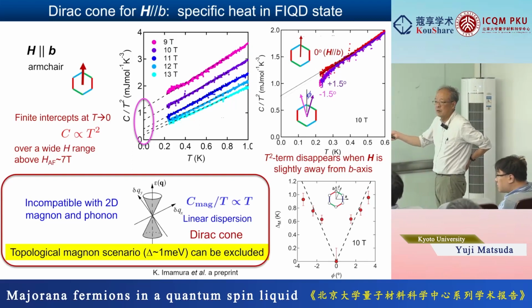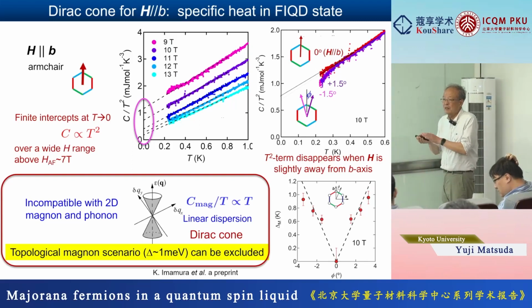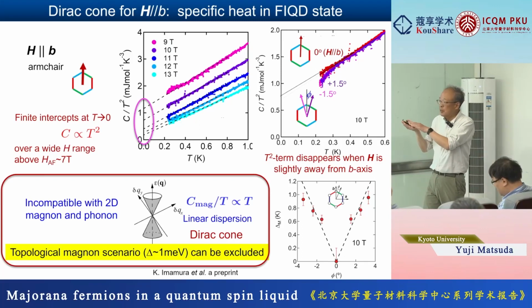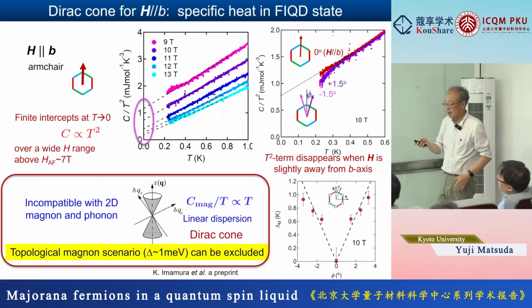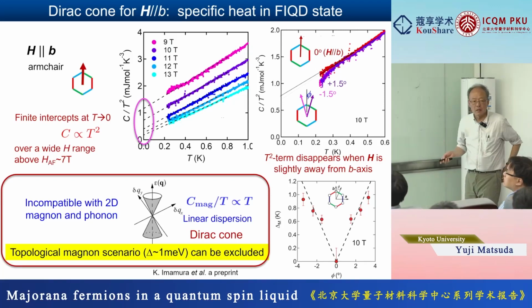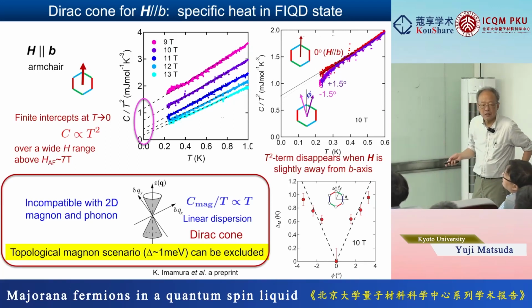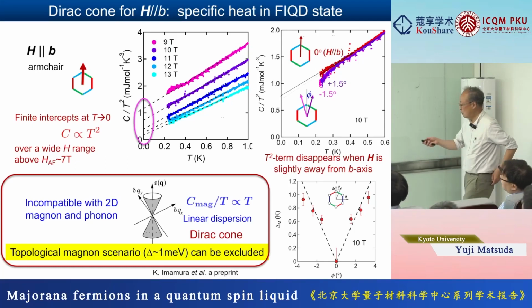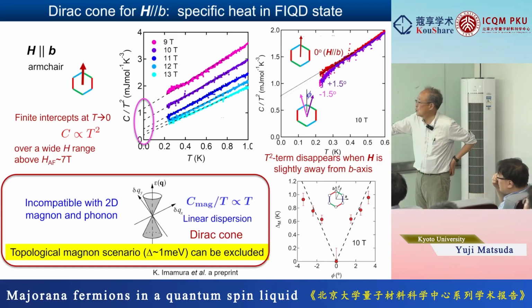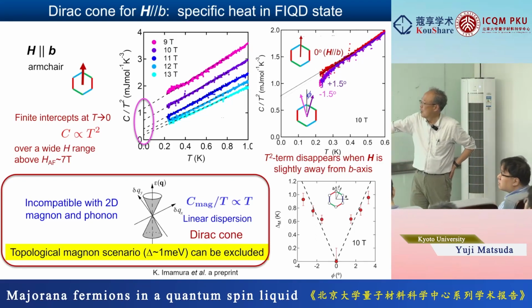In the case of a Dirac cone, as I mentioned, kappa XY is proportional to T cubed. It's very hard to distinguish from phonons. Unfortunately, we never observe a Schottky term down to 0.2 Kelvin. The Schottky term is very small in this material. But if you go down to 100 millikelvin, a Schottky term may appear.